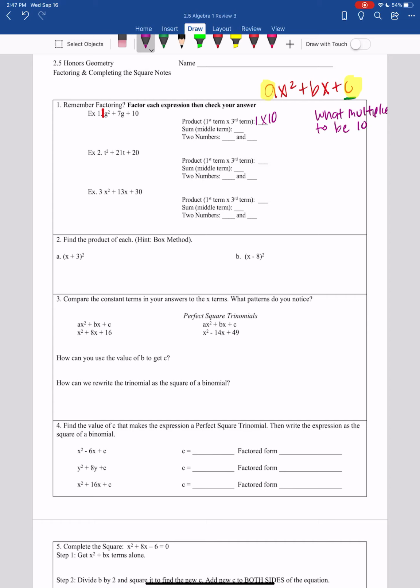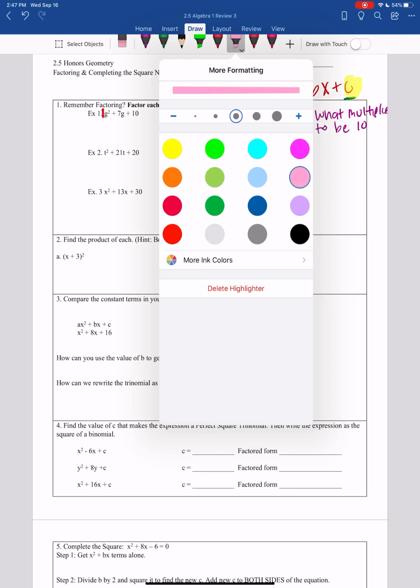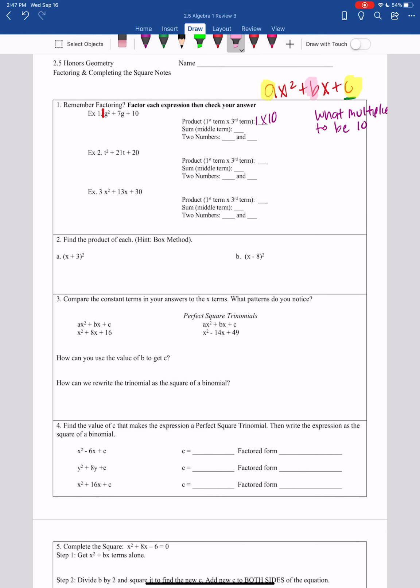And then for the sum, we're looking at the middle term. The middle term is the one that's attached to the single variable. So what adds to be b? In this case, b is 7. So what multiplies to be 10 and adds to be 7?